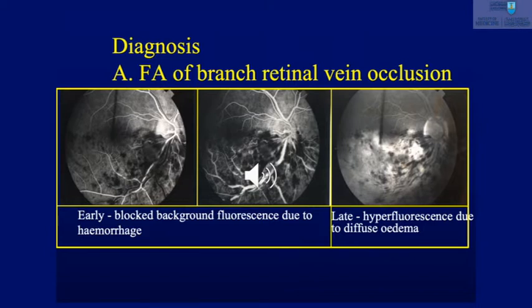So we get early fluorescein, in which the fluorescein is passing through the arterial tree, through the capillaries, and lastly through the venous drainage. And if you have damage in the venous system, we get leakage in the tissues surrounding the vein occlusion, and we get what we call late hyperfluorescence.